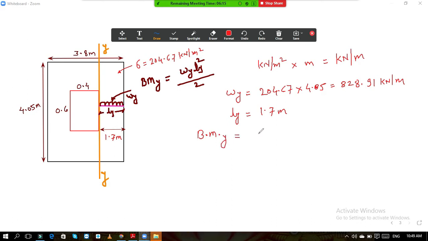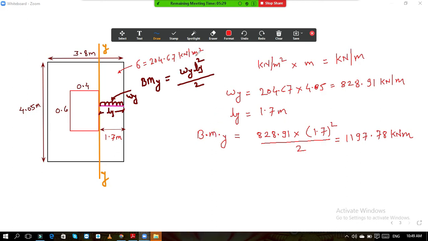So ultimately your bending moment along section Y, in Y direction, is WL square by 2. So your W is 828.91 into L square, L is 1.7 square, whole divided by 2. If you solve this, 828.91 into 1.7 square divided by 2 is 1197 kilonewton meter. This is the bending moment in y direction.